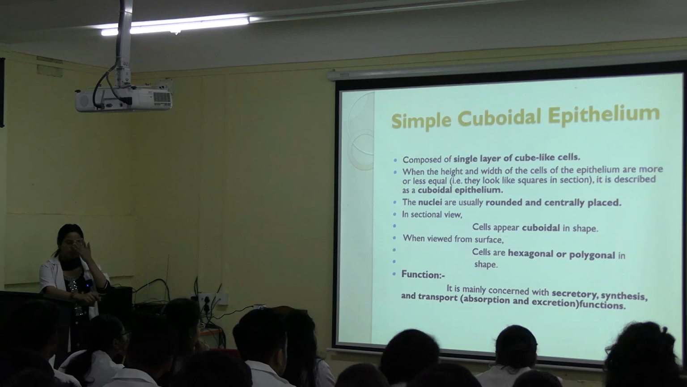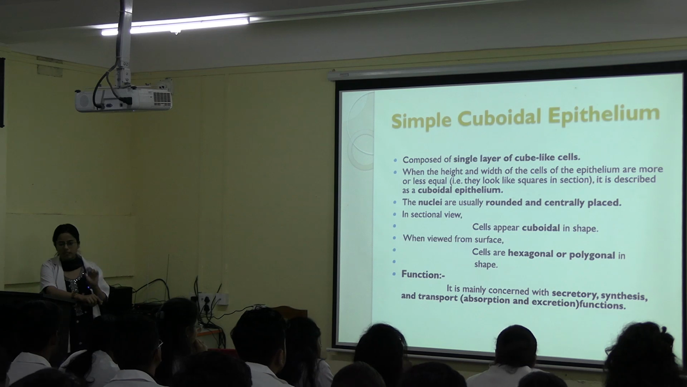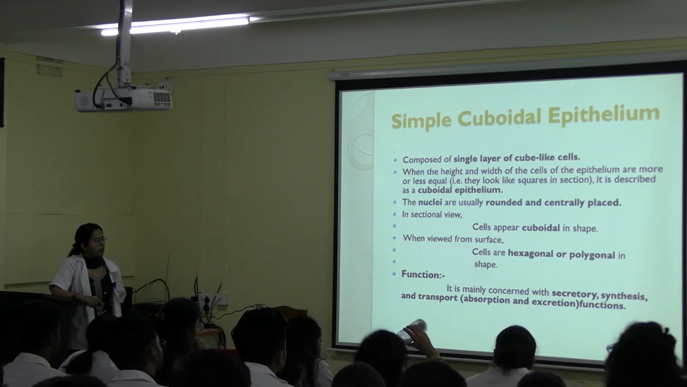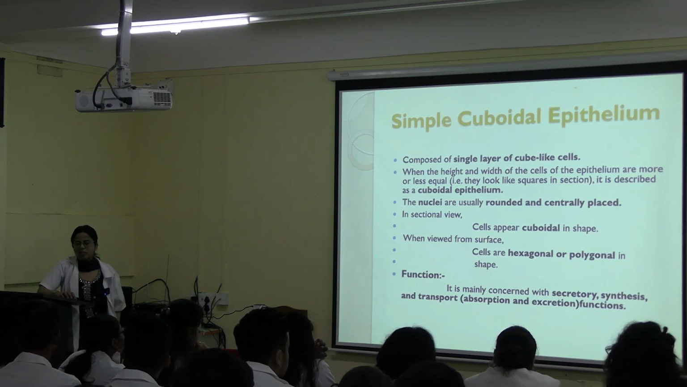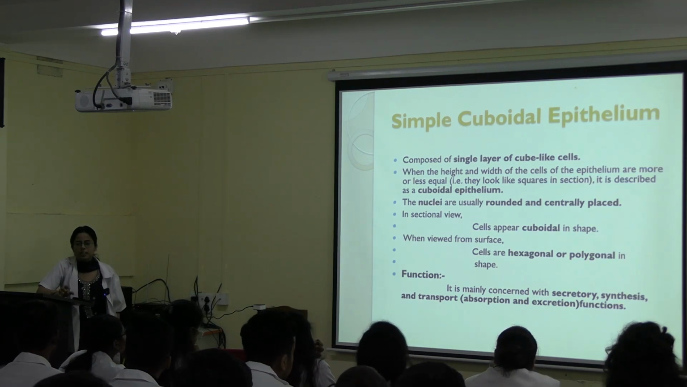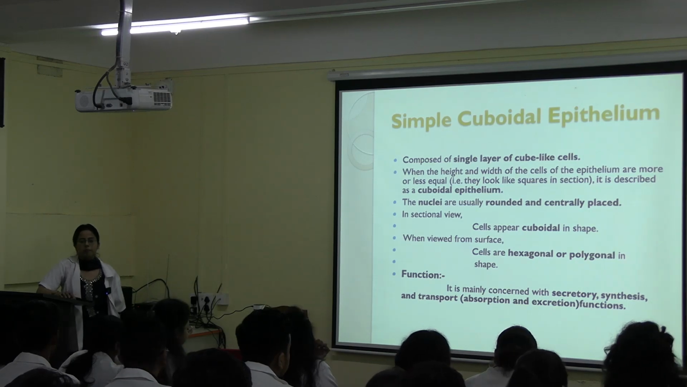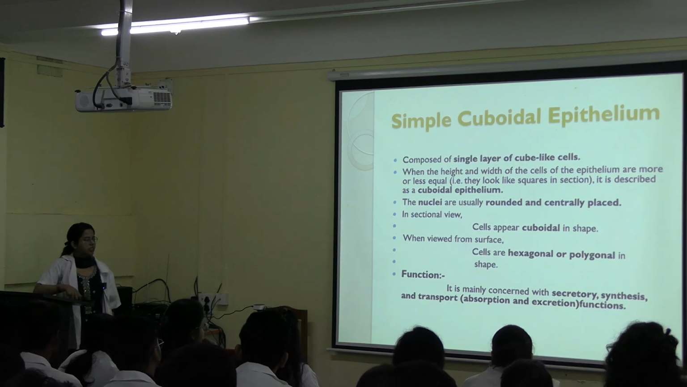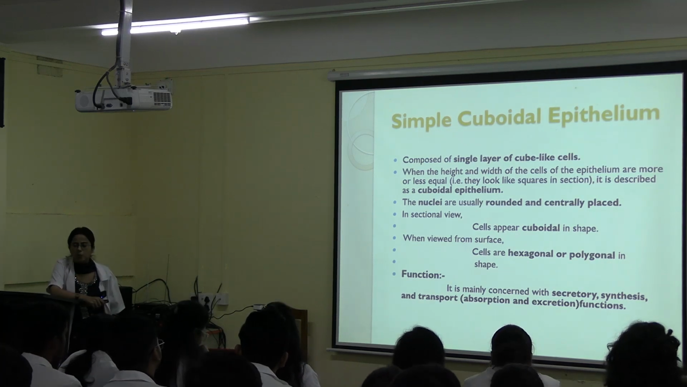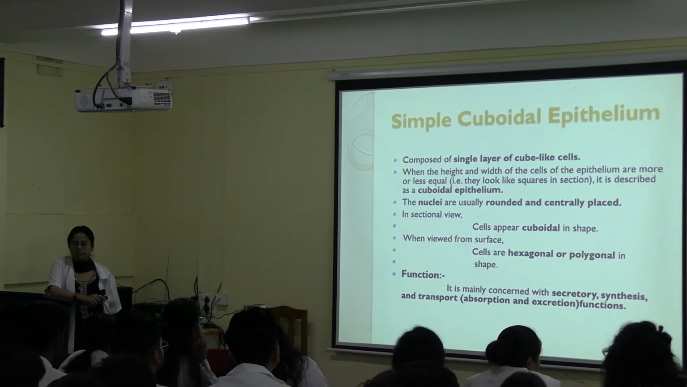When you view it from the surface, it will be irregular, and if you take a section, it will be cube-like. That is why cuboidal epithelium. Function: cuboidal epithelium has the function of protein synthesis, but they do not have a well-developed Golgi apparatus. What is the function of the Golgi apparatus? Yes, that is why. What is their function? They have secretory, synthesis and transport, absorption, excretion. These are the functions of cuboidal epithelium.